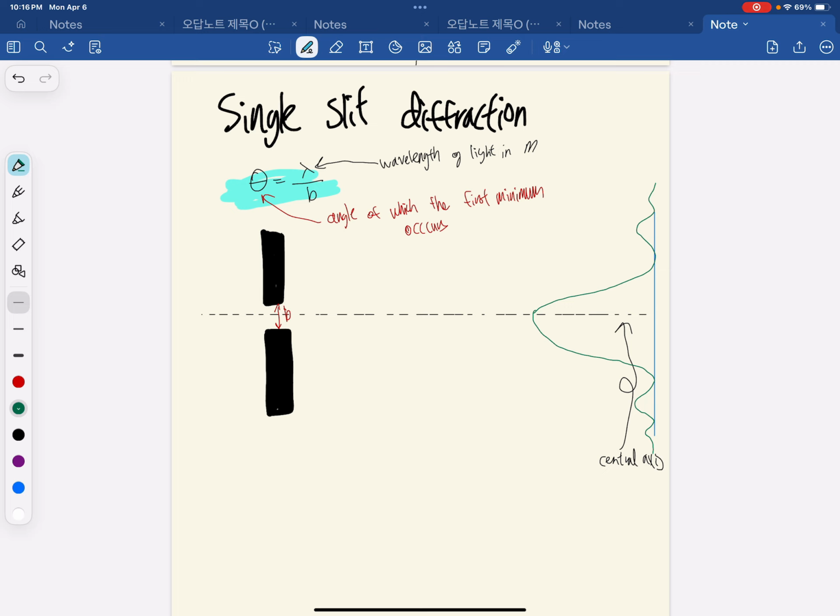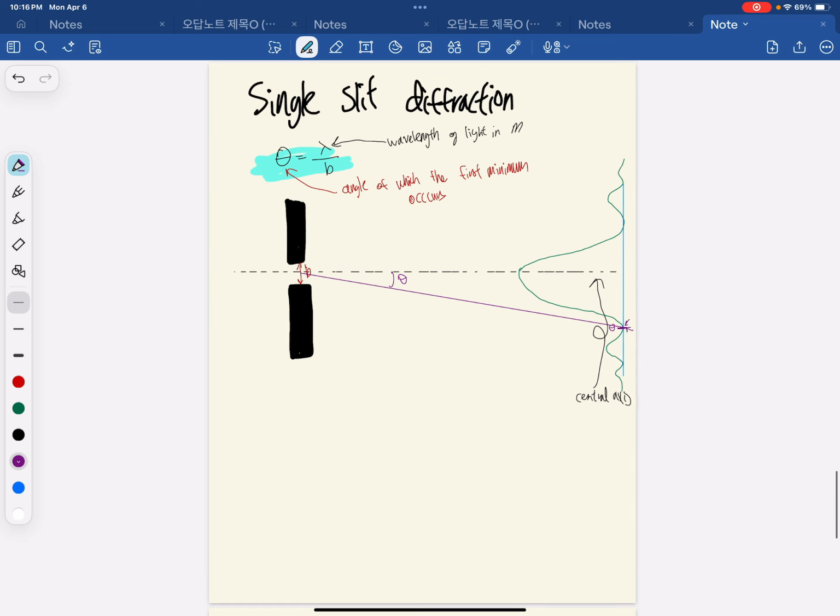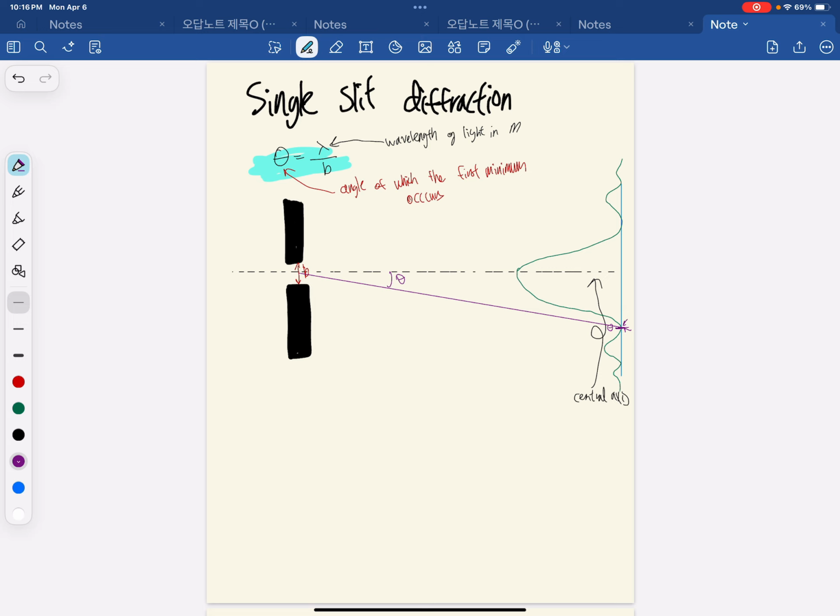Now what theta means is the angle at which the first minimum over here occurs. The angle at which the first minimum occurs. I can draw that as this. This is theta. And so if you understand what all these symbols mean, it'll be pretty easy for you to solve questions from now on involving single slit diffraction.